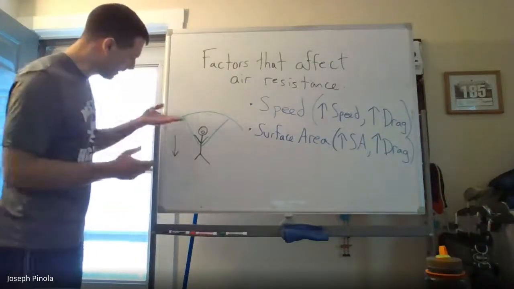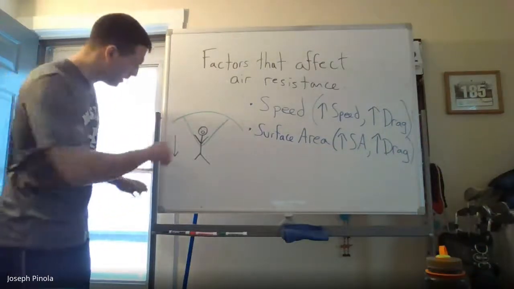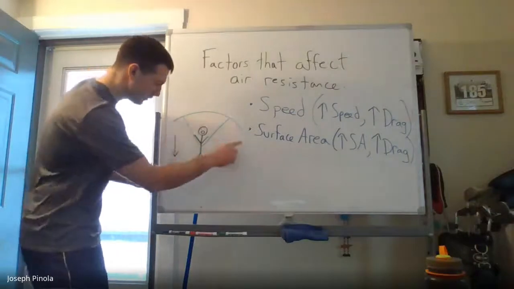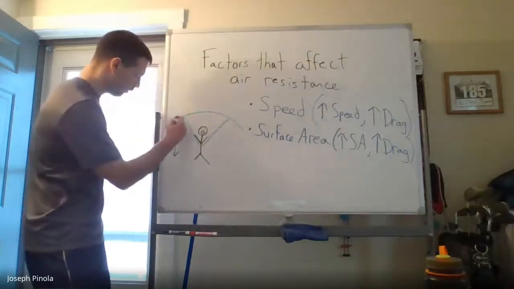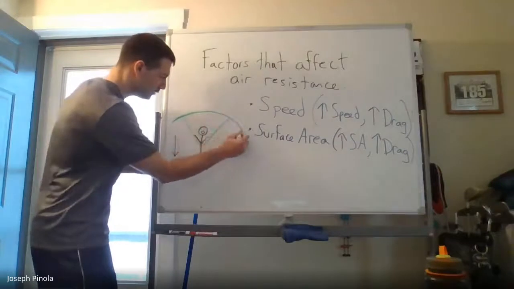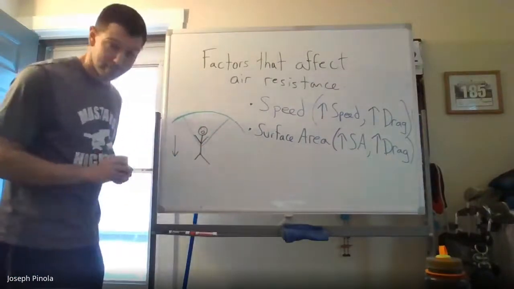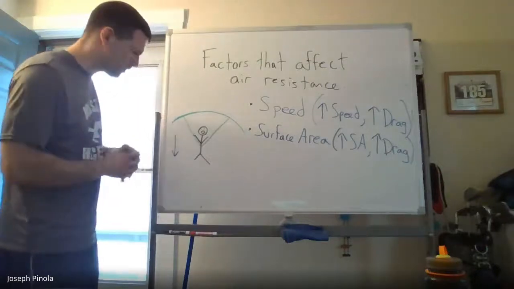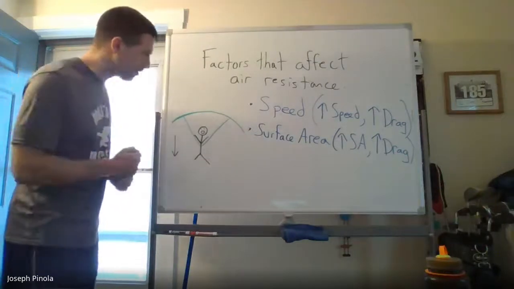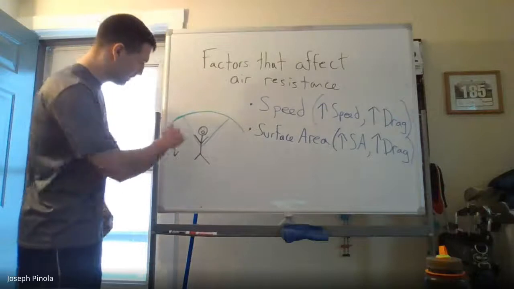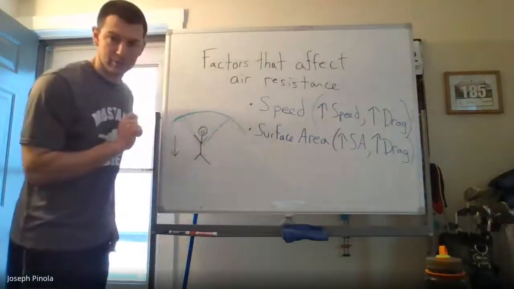Well, what do you notice about the parachute compared to his body? It's a really big surface area. This whole area of the parachute is very big compared to the surface area of the man. That means that as he falls, he would experience a lot of air drag or air resistance because of the big surface area of the parachute.